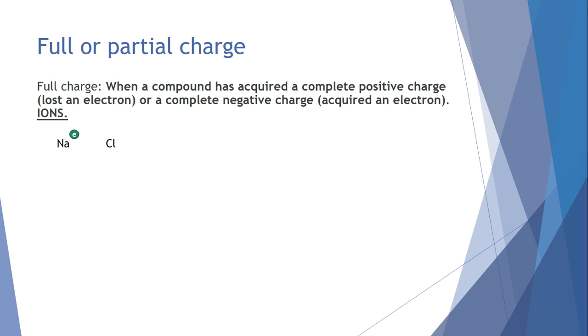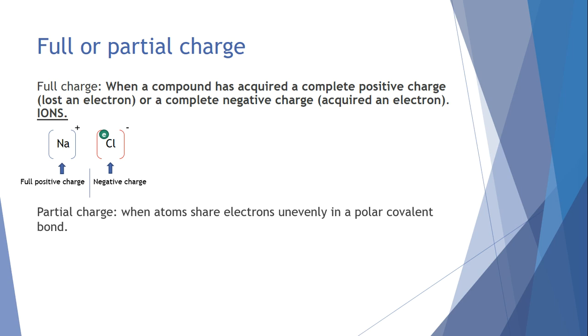For example, in the reaction between sodium and chlorine, an electron is transferred. Sodium acquires a complete positive charge, a full positive charge, because it has one more proton than electrons. Chlorine becomes chloride and gets one more electron than it has protons, so it gets one negative charge, like so.